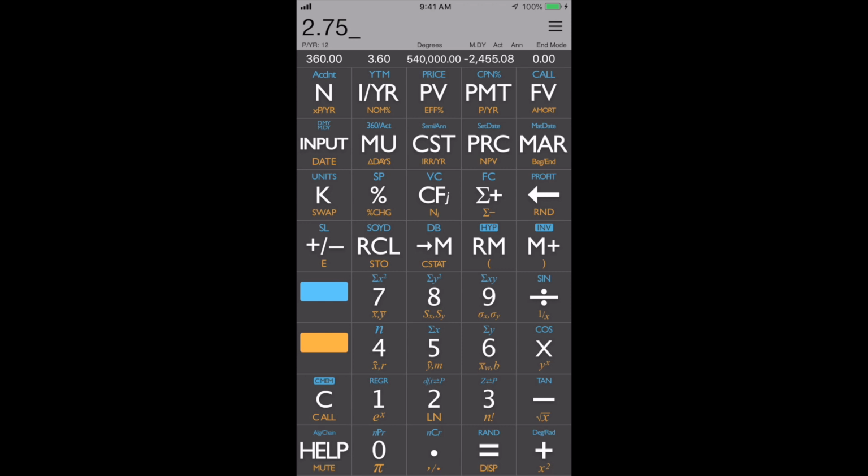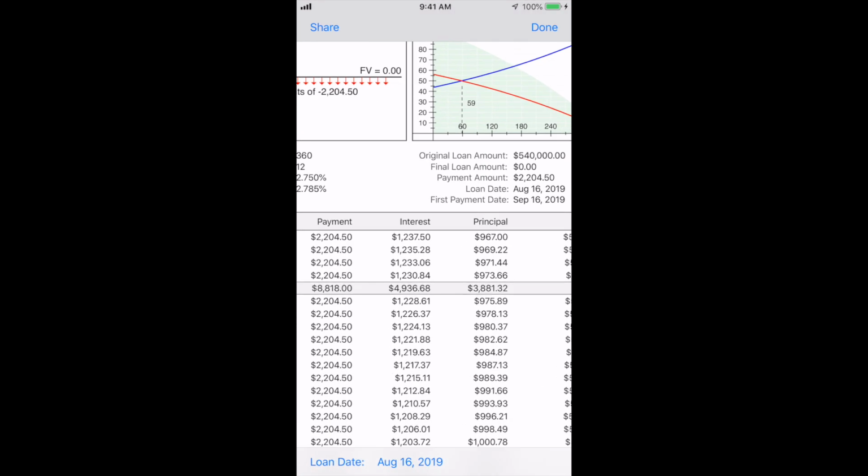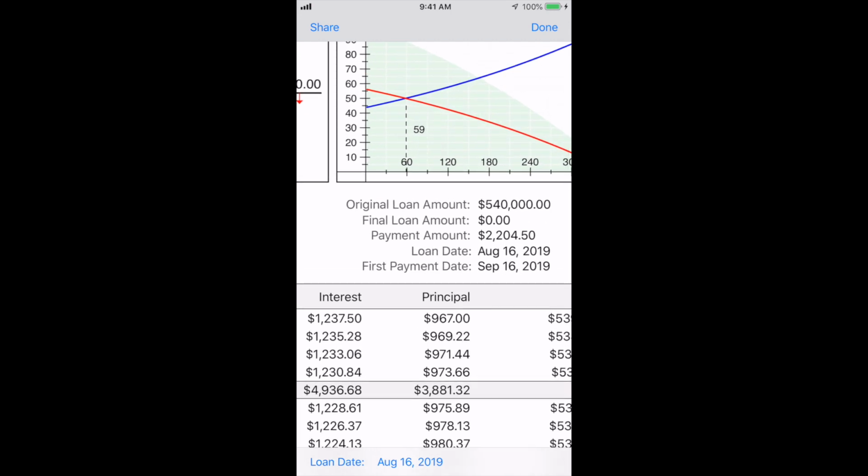So if we look at 2.75, and mind you, I have had a 2.75 fixed rate on our property, so it's not absolutely unrealistic. And we solve for payment. Well, now we're at a $2,204 payment, down from $2,455 at 3.6. And if we amortize that real quick, first and foremost, look at this crossover. We're already at just the 60th payment crossover. That's just 5 years in.